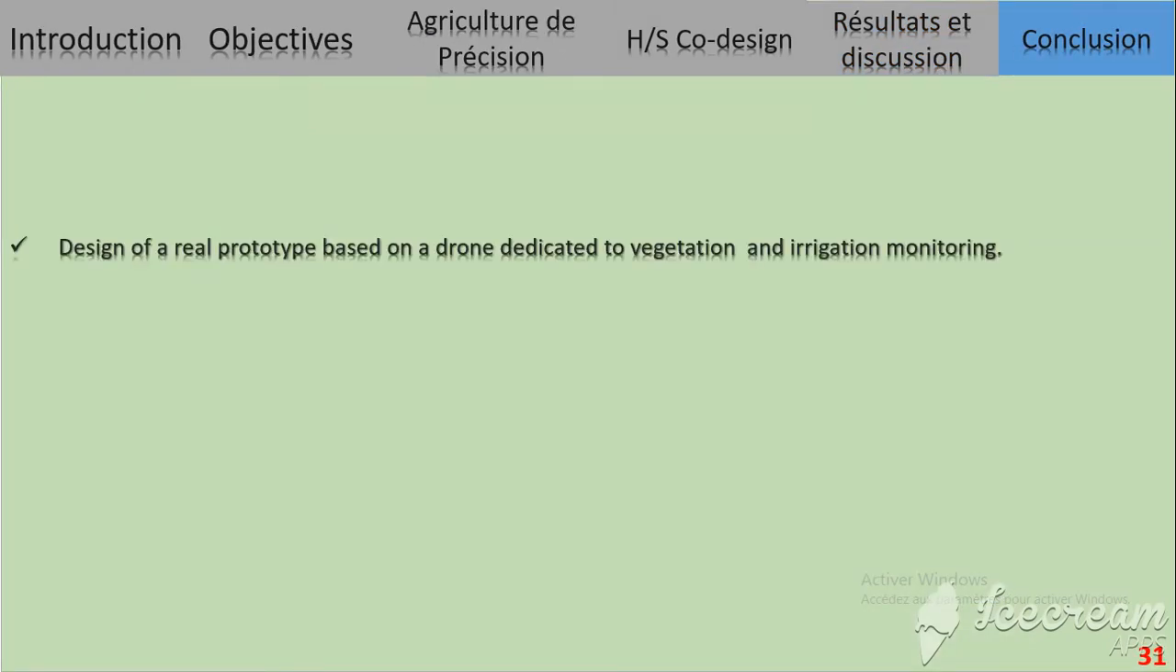Algorithms in precision agriculture are becoming more and more complex. Their implementation on embedded architecture is far from being resolved. A study of the problem in a hardware-software co-design approach would eliminate the complexity and propose a solution for unmanned aerial vehicle applications. Thank you for your attention.